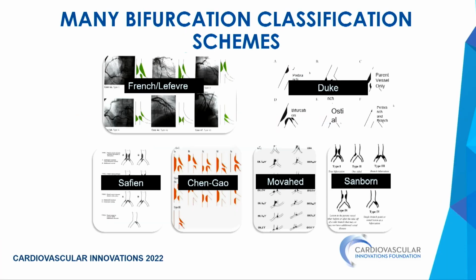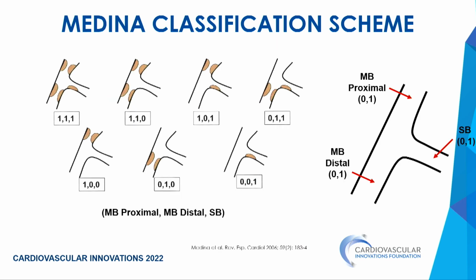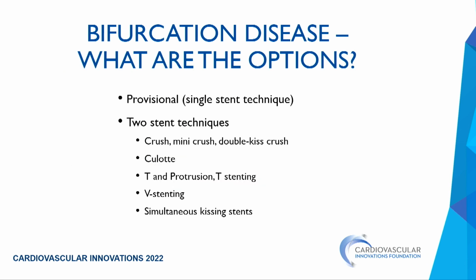I think probably the first thing that's really important is that we're all talking the same language. And over the years, there's been a ton of different bifurcation algorithms and classification schemes that have been used. But pretty much now, I think most people are using the Medina classification scheme, which is a binary classification scheme to identify the anatomy of the bifurcation lesion and where the lesion involves. So that you get a 1 or a 0 for the main vessel proximal to the bifurcation, a 1 or a 0 distal to the bifurcation.